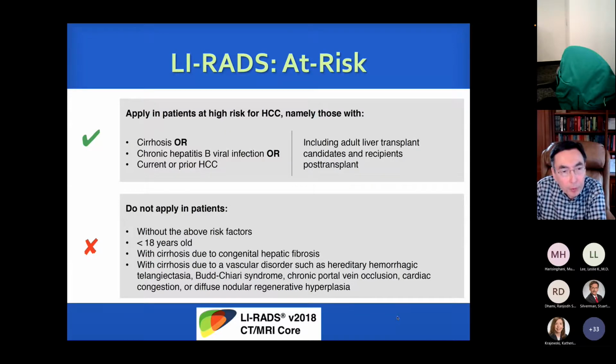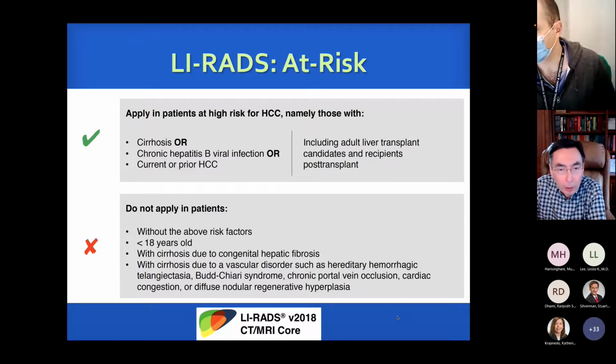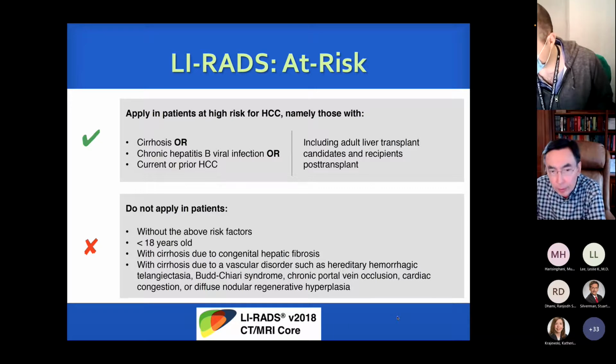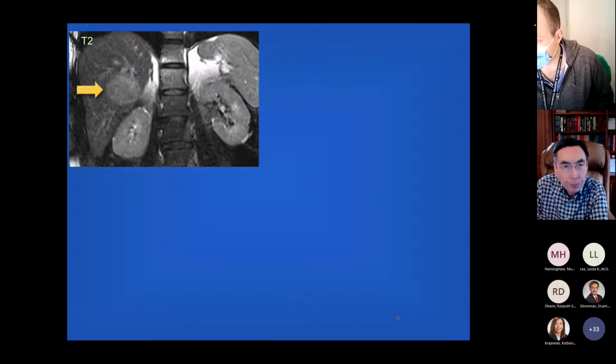But there are some exceptions. So, for example, if you're under 18 years of age, LI-RADS is not validated. If you have cirrhosis due to congenital hepatic fibrosis or any vascular etiology, that includes congenital heart disease with chronic CHF or Budd-Chiari and so on. All of these vascular etiologies may carry an increased risk of HCC, but it's not high enough to make LI-RADS accurate. So this is the patient population that we're going to apply LI-RADS to.